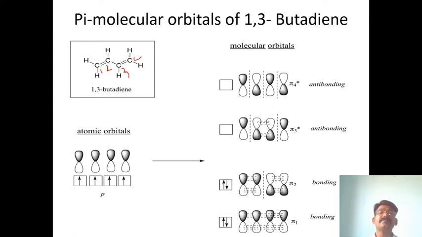In this, 4 p orbitals are present, and each carbon has 1 electron. Each carbon has 1 electron. The total number of p electrons is 4. So we can write this as the energy diagram. So below this, the carbon's bonding electrons are placed. We can say, what is that? Bonding electrons.